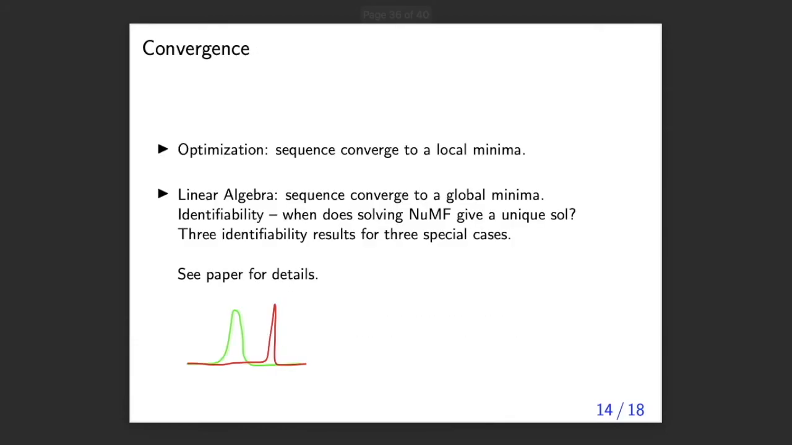What about convergence? Well, the problem is non-convex and block non-convex. So the best you can get from optimization theory is that the sequence, the variable W, will converge to a local minimum. If you want global convergence, you need something outside optimization. That is, we want to answer the question, when does solving NUMF give a unique solution? That is the global minimum.